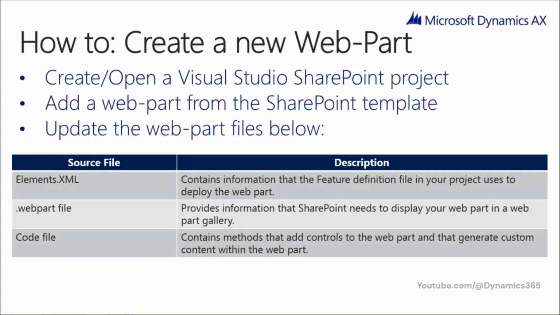A web part item provides files that you can use to design a web part for a SharePoint site. When you add a web part item, Visual Studio creates a folder in your project and then adds several files to the folder. The following table describes each file. Elements.xml contains information about how the web part needs to be deployed in SharePoint. The .webpart file provides information about how the web part is added to the web part gallery. The code file contains methods that add controls to the web part and that generate custom content within the web part.